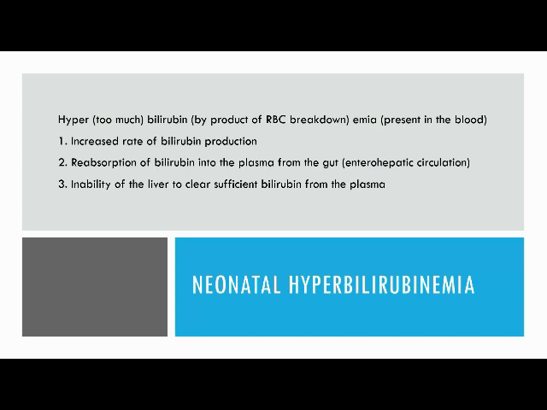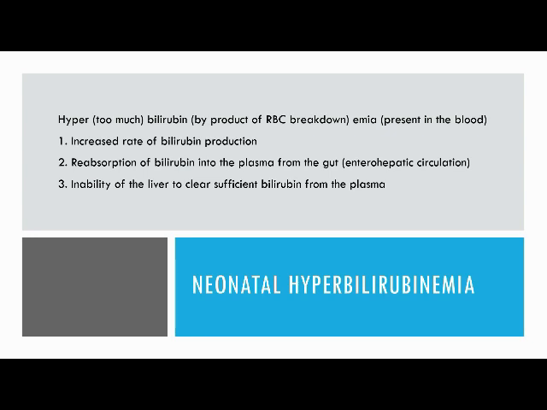And this can result as a result of these three mechanisms. Increased rate of bilirubin production is the first one. And we'll talk more towards the halfway, three-fourths way through the PowerPoint about the different conditions that go under each of these headings, but these are the three main concepts for why you would have too much bilirubin in your blood.